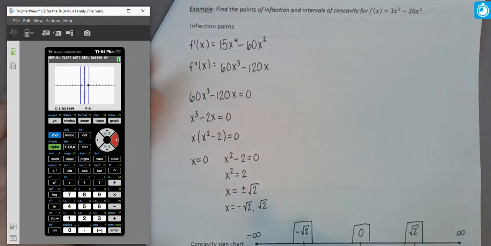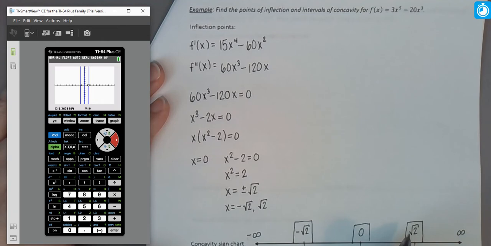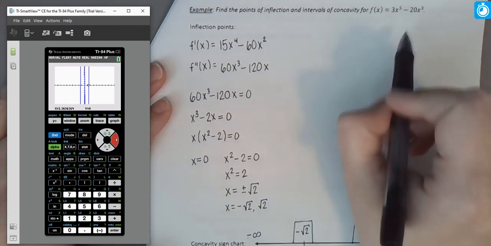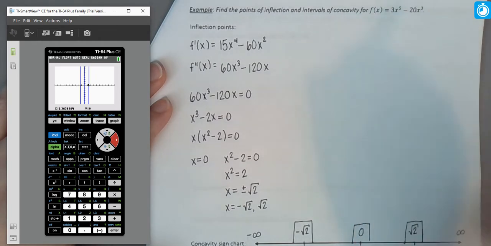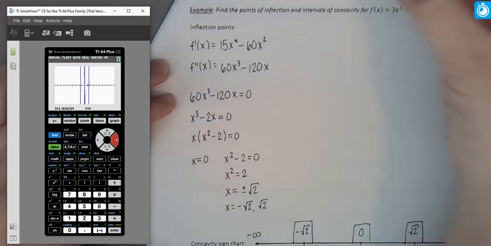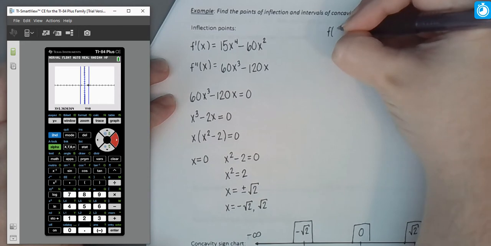Now because our x values are a little bit more complicated, specifically the negative root 2 and the root 2, evaluating here is going to be a little bit more complicated as well. So we're going to take our time. We're going to do this really slowly. So let's start with the easy one. Let's start with 0. So f of 0.